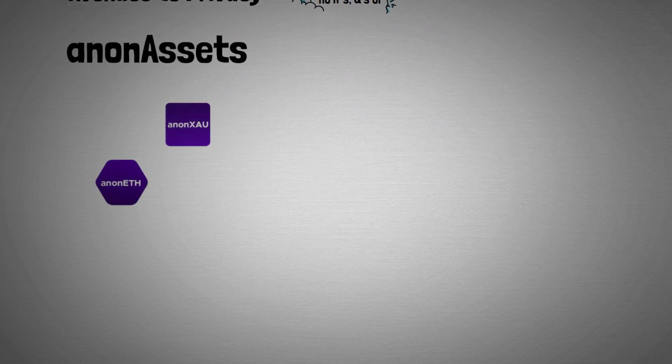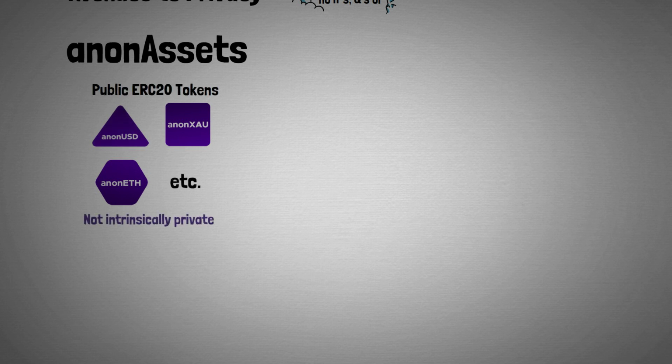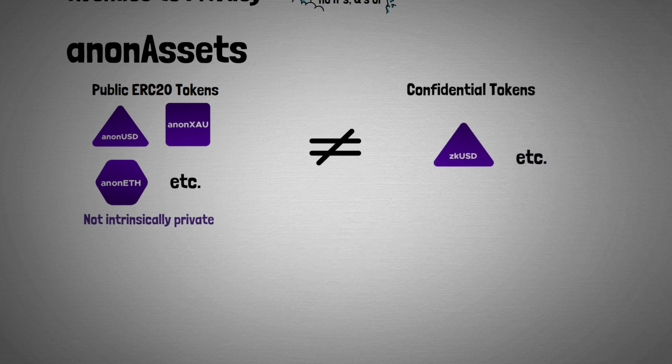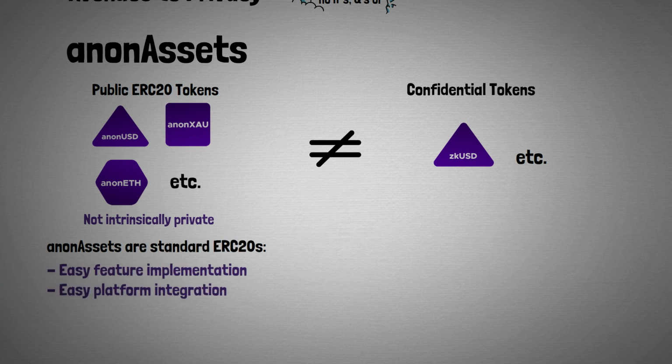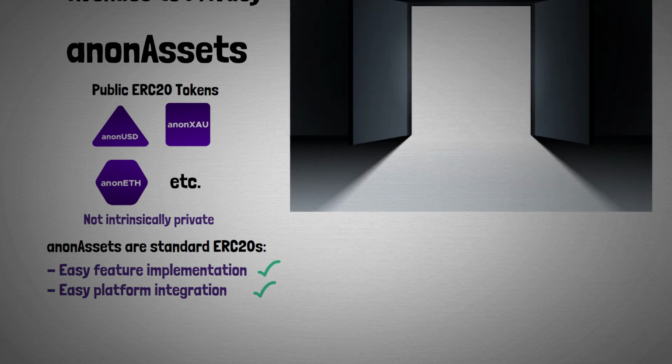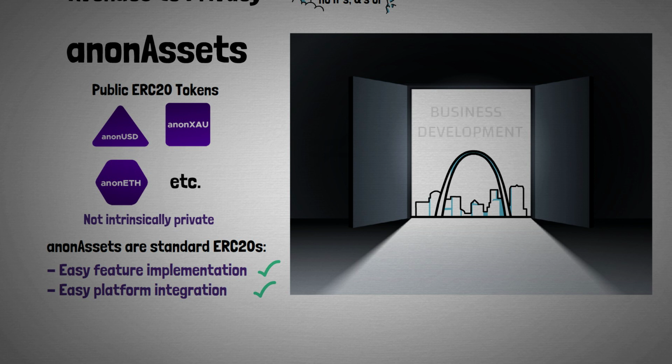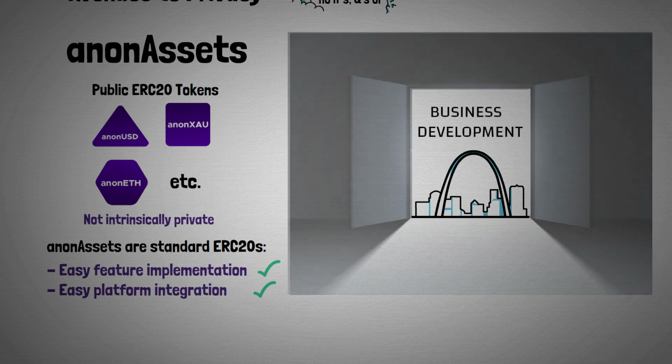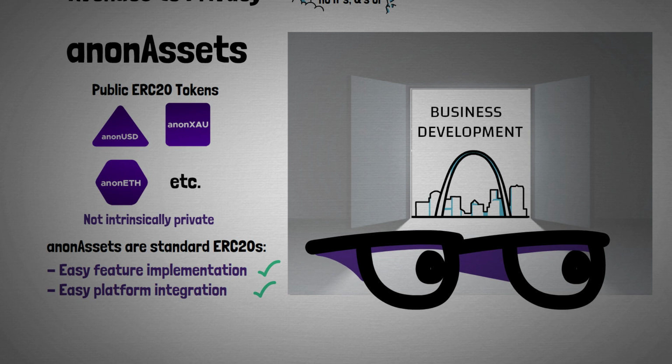Offshift Anon supports an array of native synthetics called anonAssets. Absent the Offshift Anon protocol, anonAssets do not intrinsically confer any element of privacy, and that's a great thing. Unlike confidential synthetics, anonAssets are fully public, standard ERC20 tokens, and therefore introduce no novel barriers to feature implementation or platform integration. For anonAssets, the doors to business development are wide open. Collateralized lending platforms and synthetics protocols, we're looking at you.